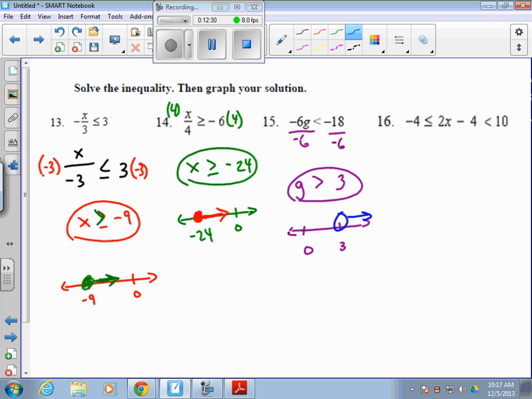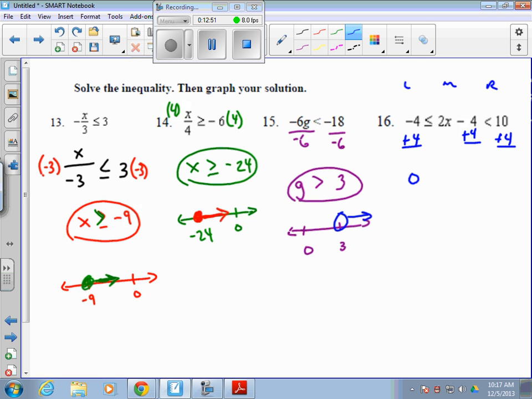Number 16 is a compound inequality. Instead of just having a left and a right like 13, 14, and 15, it has a left, a middle, and a right. Whatever you do to the middle, you have to do it to the rest of the inequality, the rest of the problem. So you have to undo minus 4 first by adding it. If you do it to the middle, add 4 to the left and add it to the right.